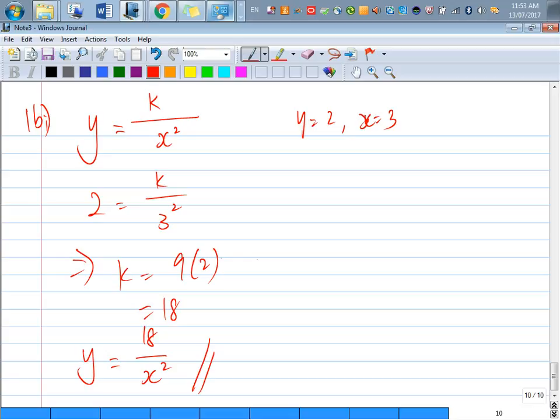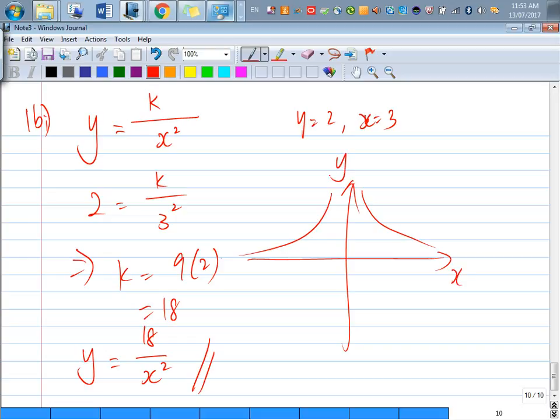Okay? So because we get y equals to 18 over x squared, then my graph will look like this. And it cannot touch my x-axis. It cannot touch my y-axis either. Because when x equals to 0, y is undefined. You notice that for a positive value of x, in this region, as your x gets smaller, we are dividing by a tiny number.